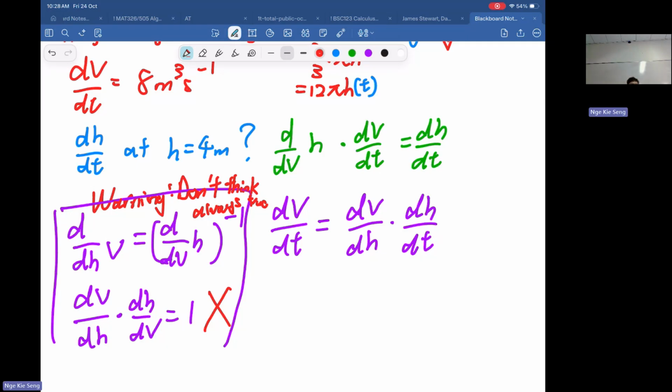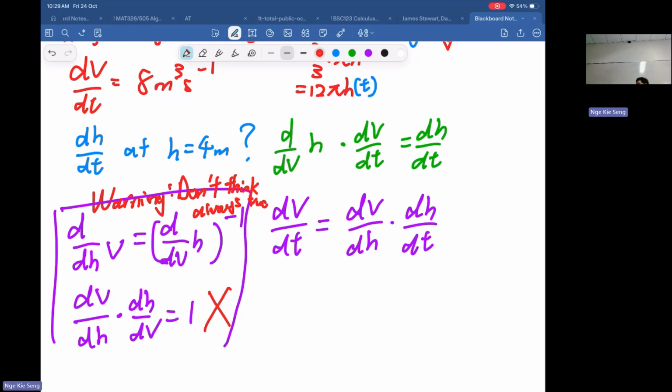Always true as well. Okay, so be careful. That's why I say I don't think about this derivative as a fraction. Sometimes it looks like a fraction, but it's not really a fraction. It's just an operator, but some behavior looks like a fraction.